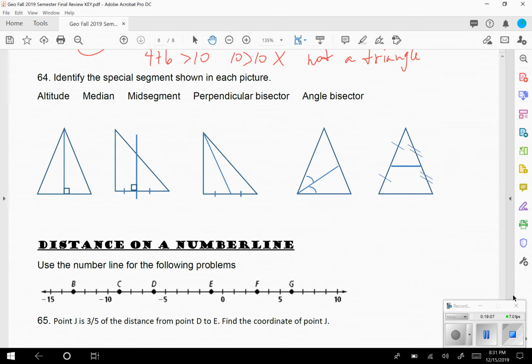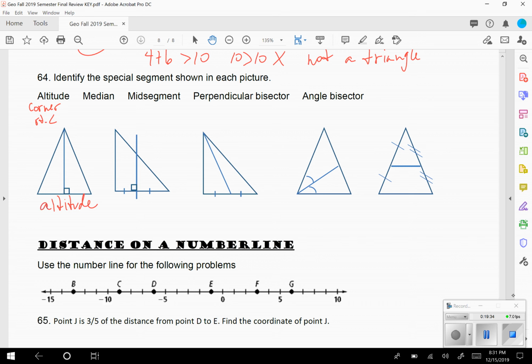All right. Identify a special segment shown in each picture. Okay, altitude. Altitude starts at a corner and it makes a right angle. Okay, so corner, right angle. Okay, look at that. Which of these lines starts at a corner, makes a right angle? Well, only these two have right angles, and only this one starts at a corner, so this is an altitude.